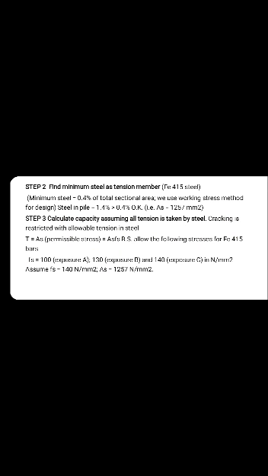Cracking is restricted with allowable tension in steel. T is equal to A into S, which is equal to As Fs. Assume Fs is equal to 140 Newton per mm square and As is obtained as 1257 mm square. So T is calculated as 176 kilonewton with limited cracking. Fs allowable is equal to 230 Newton per mm square, which is unlimited cracking. Therefore, T is equal to 289.